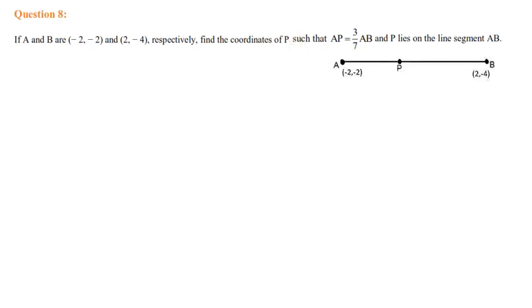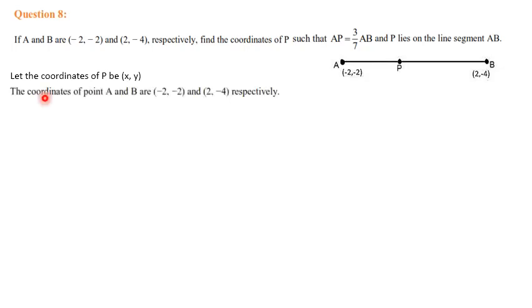So let us visualize the question. There is a line segment AB, coordinates A (-2, 2), B (2, -4), and there is a point P. Let us assume the coordinates of P be (x, y). And given conditions, A and B are given to you. And also given to you AP is equal to 3/7 of AB.